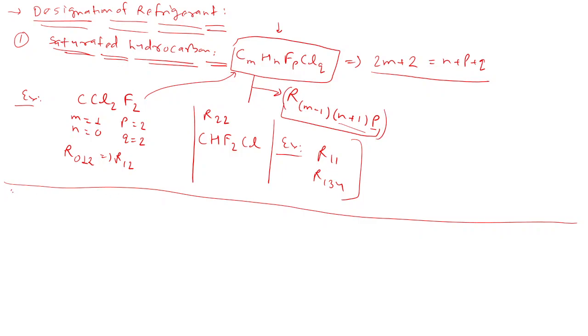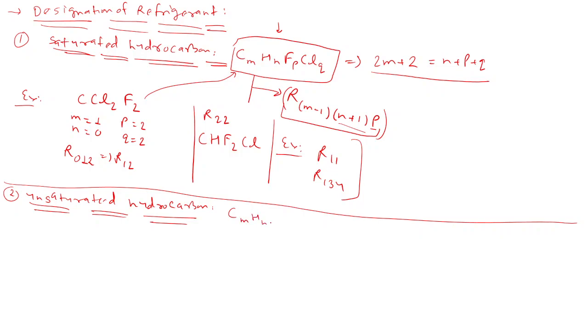Now the second part is the unsaturated hydrocarbon. Unsaturated means there is a double bond here. So what would be the general formula for that? Can anyone tell? CnH2n. Okay, so that would be the general formula.